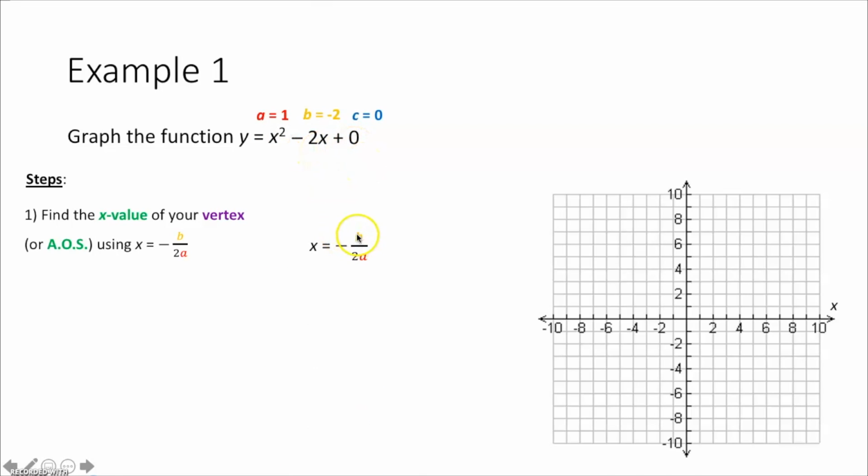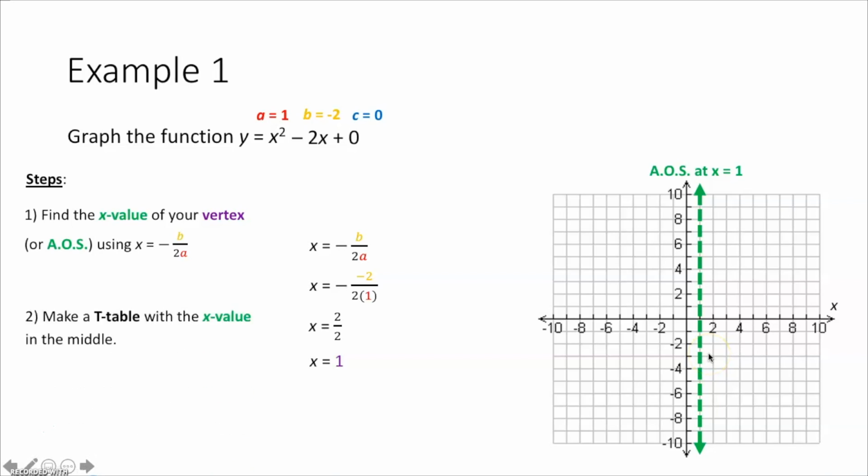So if we use our formula, we're going to take negative 2 and plug it in for b. We take 1 and plug it in for a. When we simplify this, a negative and a negative just make a positive, and you get 2 over 2, which simplifies to 1. This means that the x value of our vertex is 1. It also means that our axis of symmetry is at x equals 1. So at x equals 1, we put a vertical line so that we know that's where our axis of symmetry is. So when we graph our parabola, we should have the same mirror image on both sides of this axis of symmetry.